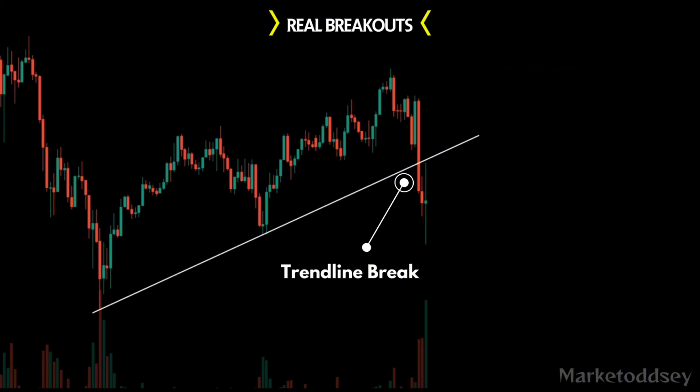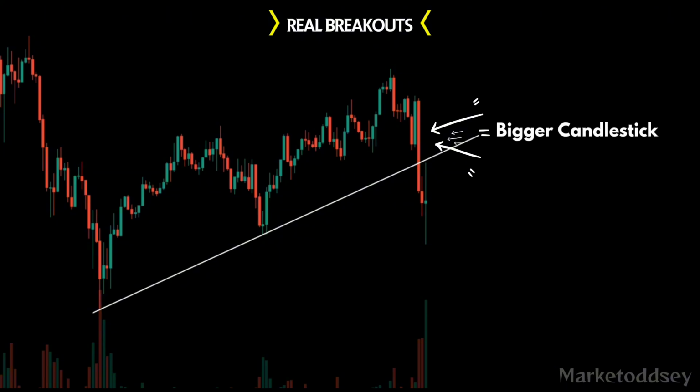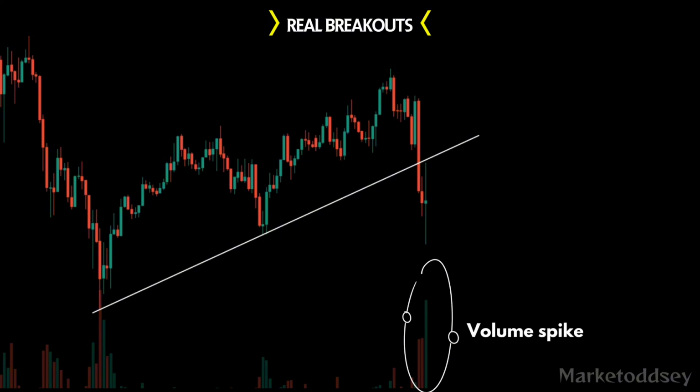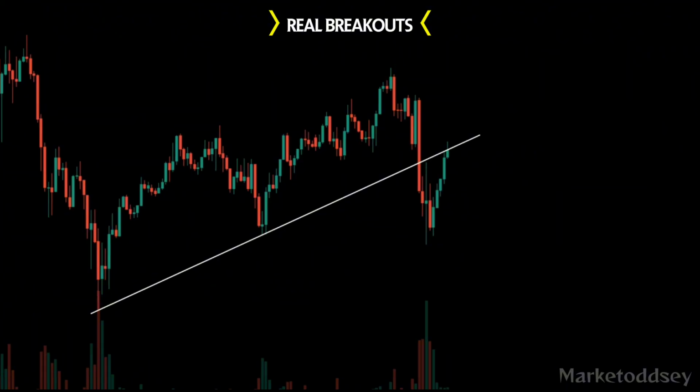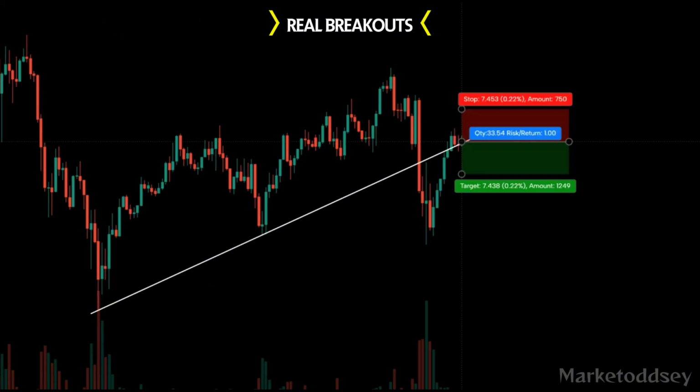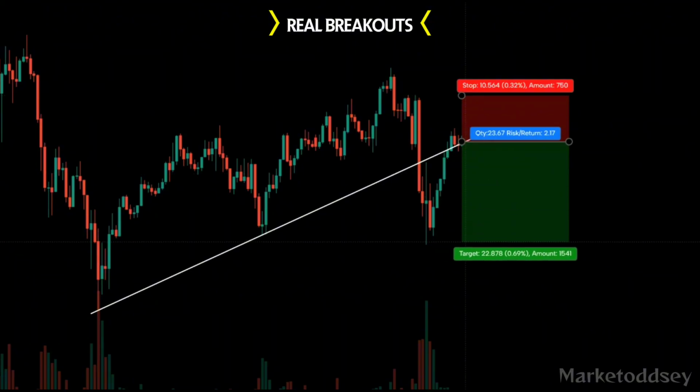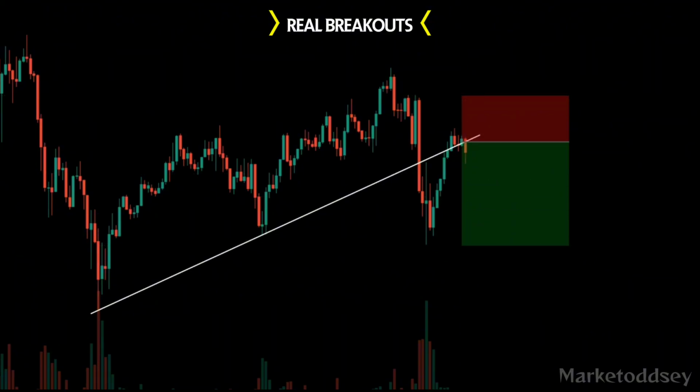Here's a simple checklist. Observe candle size. Bigger is better. Look for volume spikes on the breakout candle. Wait for price to retest the broken trend line, now acting as new support or resistance, before entering. Follow those 3 steps, and you'll dodge 80% of breakout traps.